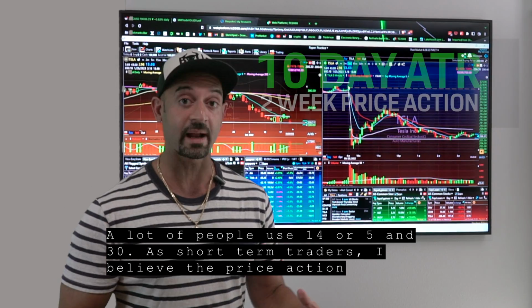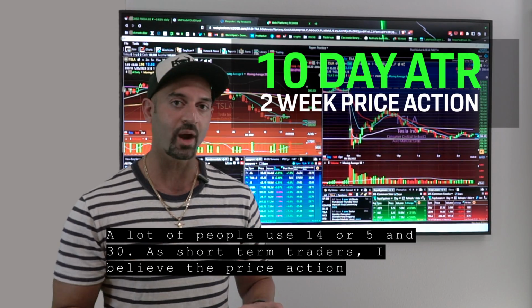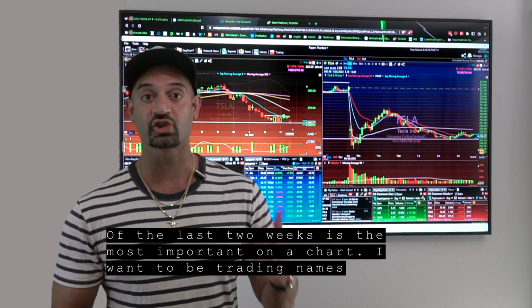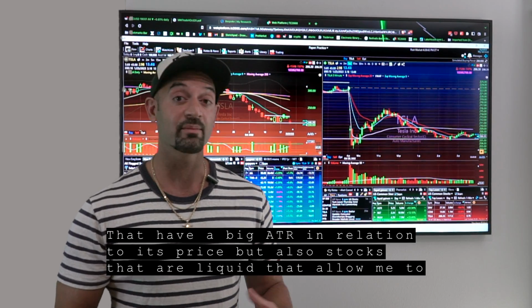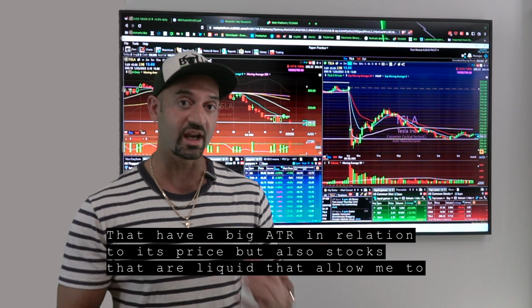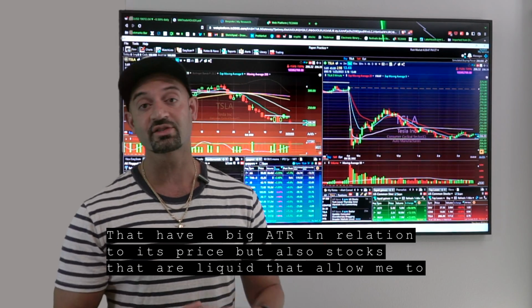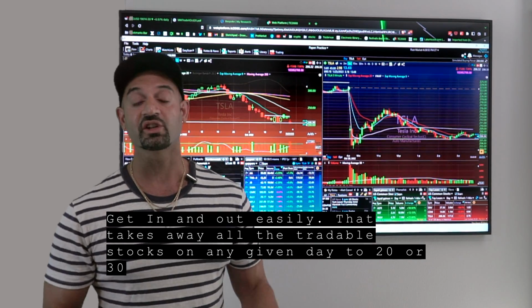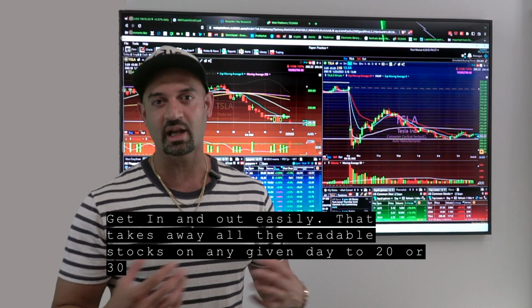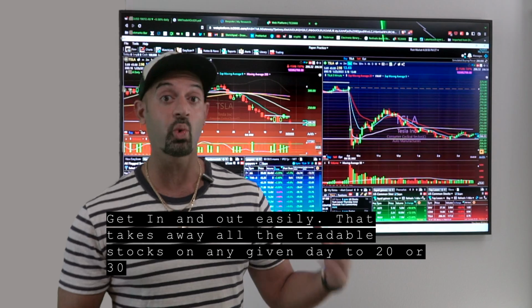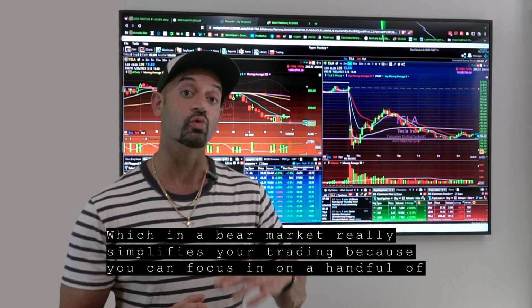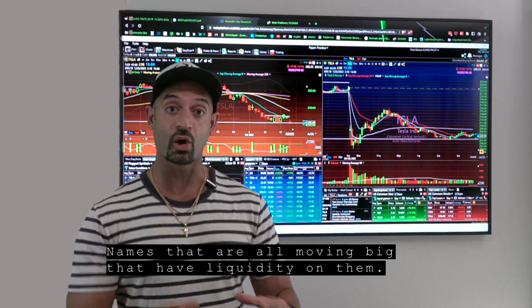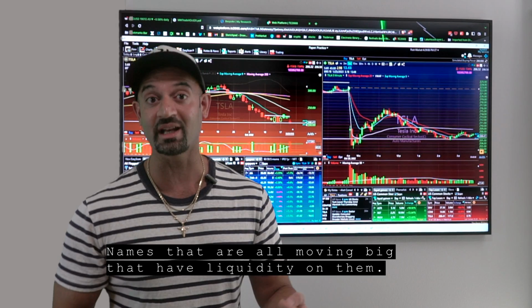As short-term traders, I believe the price action of the last 2 weeks is the most important on a chart. I want to be trading names that have a big ATR in relation to their price, but also stocks that are liquid and allow me to get in and out easily. That takes the universe of stocks that are really tradable on any given day to maybe 20 or 30, which in a bear market really simplifies your trading, because you can focus on a handful of names that are all moving big and have liquidity.